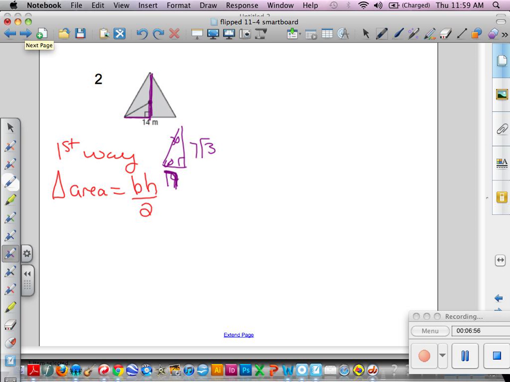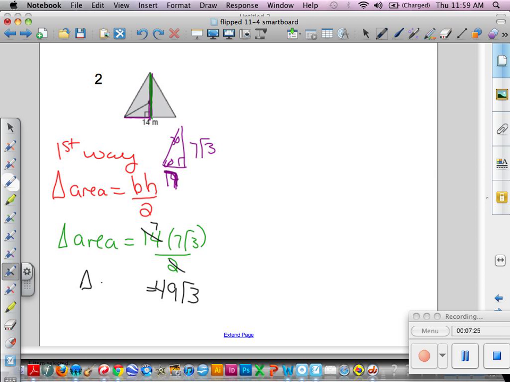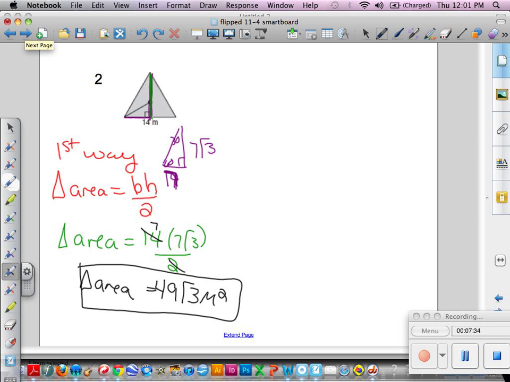It's my long leg. So now I can go and use triangle area equals, my base is 14. The height of my whole triangle right here is 7 root 3. And I'm going to divide by 2. And I don't even need my calculator here, people. My 14 and my 2 cancel. That gives me 7. 7 times 7 is 49 root 3. This is my triangle area, meters squared. Now, you could have done it the other way. You could have done it the second way.